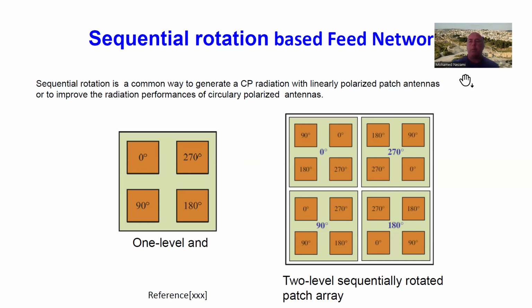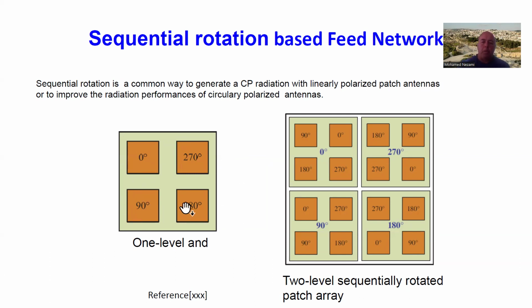So let's get to today's topic. Today's topic is the sequential rotation-based feed network. That's where we come to an array, for instance, of 4 elements, and we say we're going to do a quadrature feeding for all of them. So we bring in a signal and split it 4 ways, where we delay the phase by exactly 90 degrees from each other. And 90 degrees, as you know, is exactly the phase shift you would encounter when you go through a quarter wave transmission line. That's what the sequential rotation-based signal splitter really is.